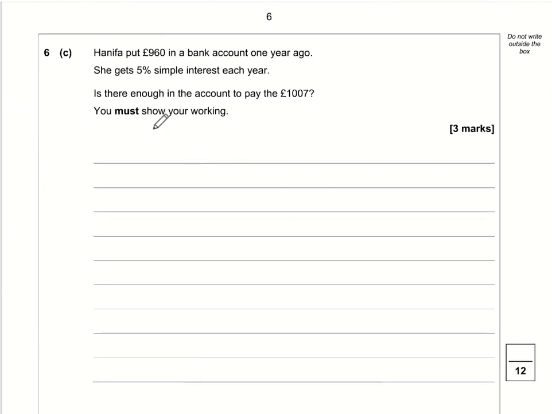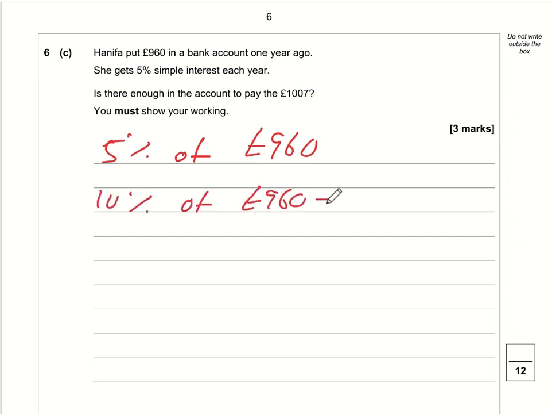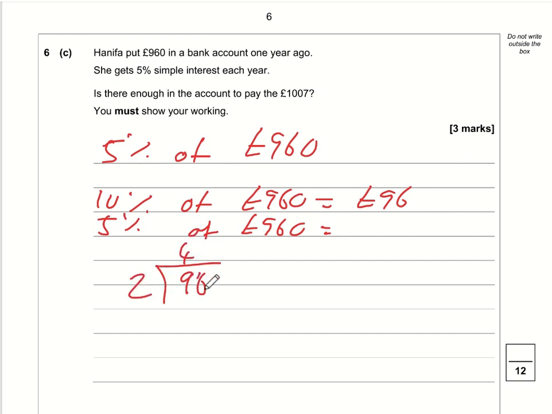Okay, so for this question we need to work out, what is 5% of £960? Well, 10% of £960 is nice and easy. That's just dividing by 10 or chopping off the 0, 96. So 5% of 960 is going to be half of 96. So what is 96 divided by 2? 9 divided by 2 is 4 with a remainder of 1. 16 divided by 2 is 8. So £48.